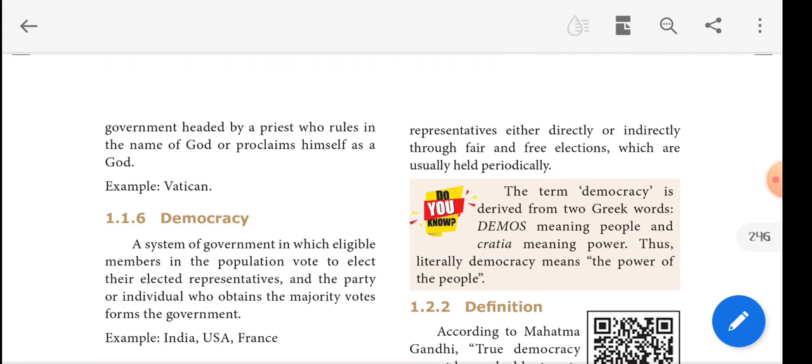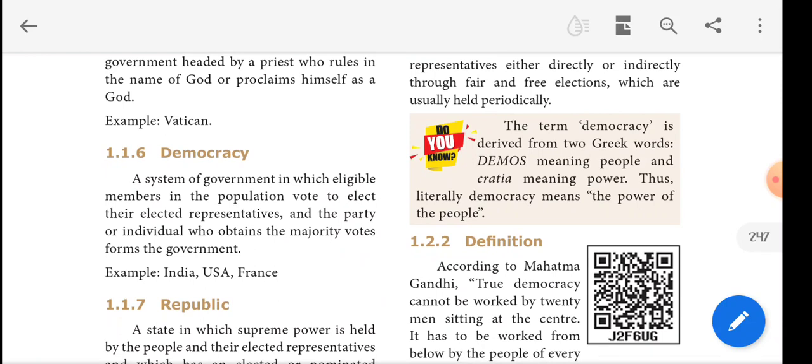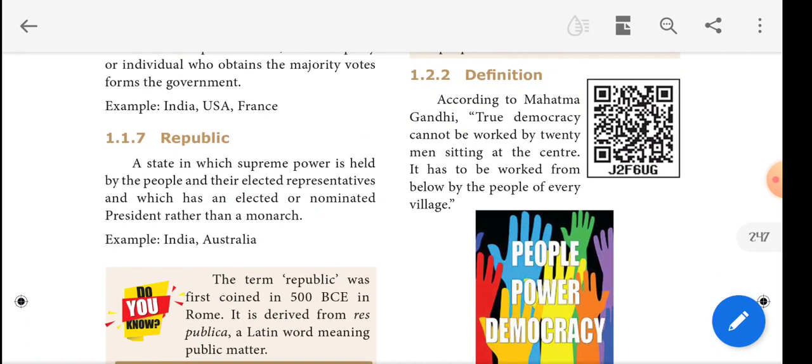The term democracy is derived from two Greek words, demos and kratia. Demos means people and kratia means power. Thus literally democracy means the power of the people. Why is it called the power of the people? Because the human beings, that means the people, have the power to select and elect their representatives and administrators. That is why it is called the power of the people.